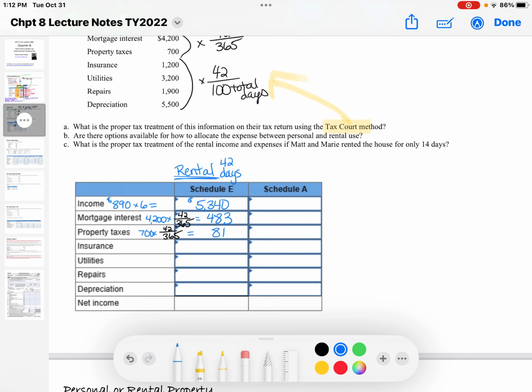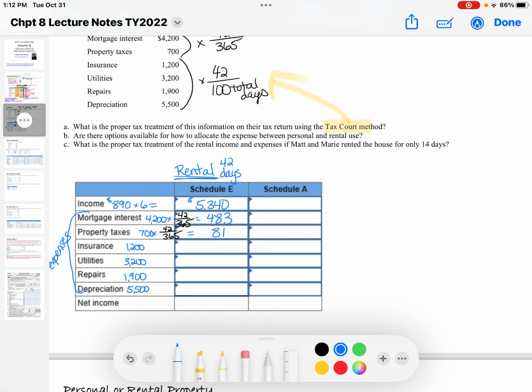Now we're showing these as positive numbers in this example. So even though these are expenses, all of these items are basically expenses, right? We'll still show them as a positive number here and we'll subtract them in the end. Okay, so the rest of these, insurance, utilities, repairs, and depreciation, here's the amounts of these from above.